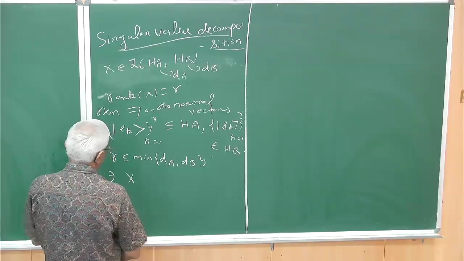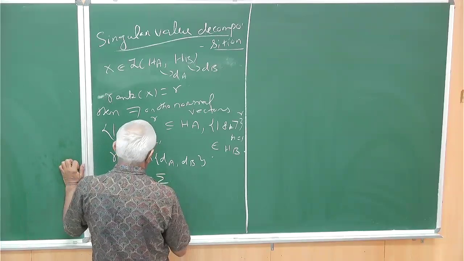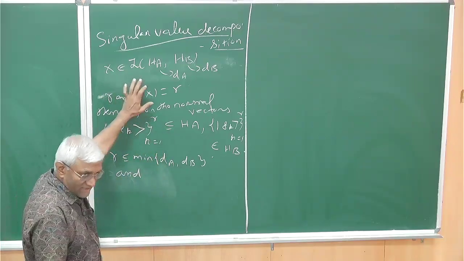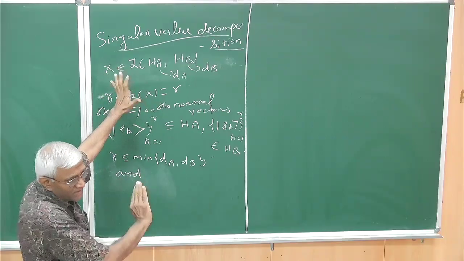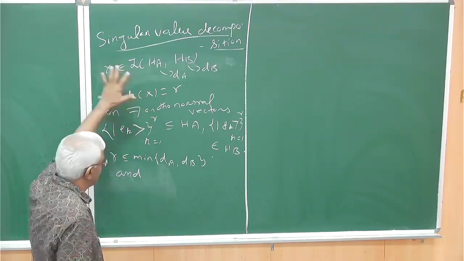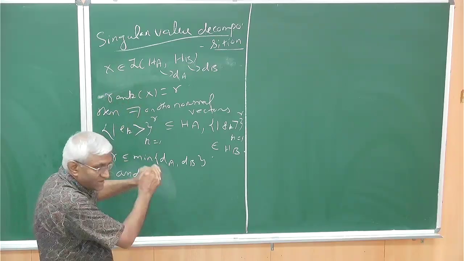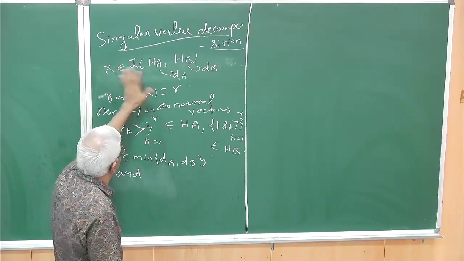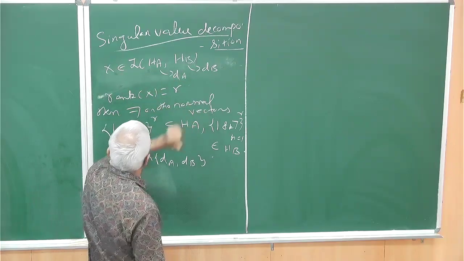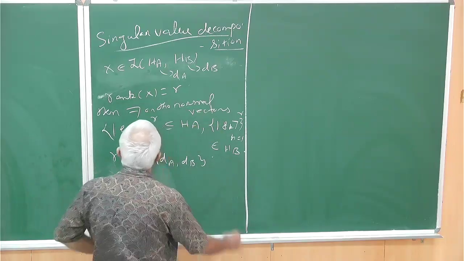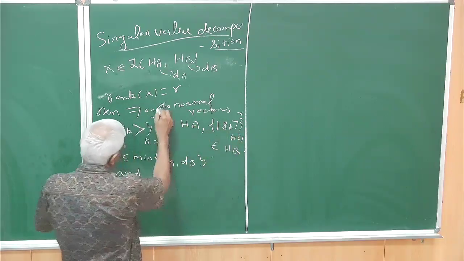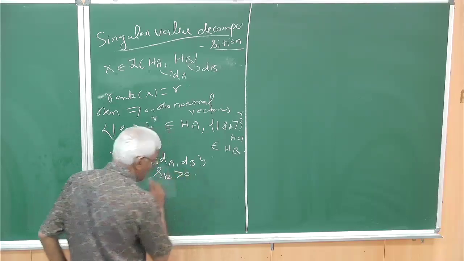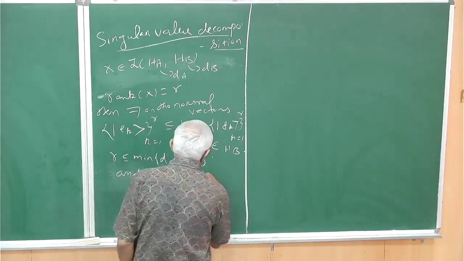X is equal to a summation. If you are given any X, this is like a spectral theorem. I mean, it's not a special case of the spectral theorem, but it's something like that. You have some sort of diagonalization. So you have an arbitrary operator X from H_A to H_B whose rank is R. Then there exist orthonormal vectors in H_A and in H_B, indexed up to R, R such vectors, and you have some s_k strictly greater than 0, where k equal to 1 to R.